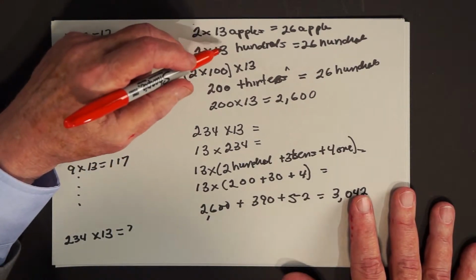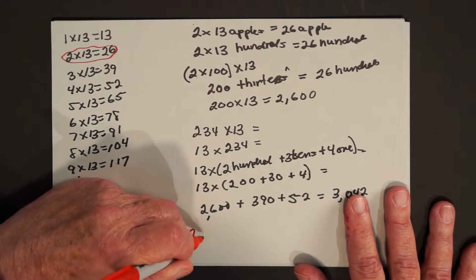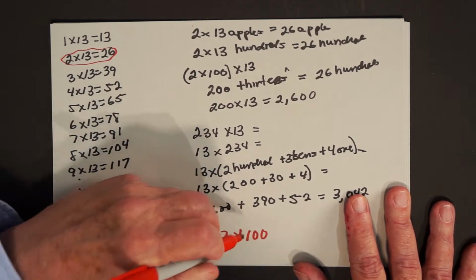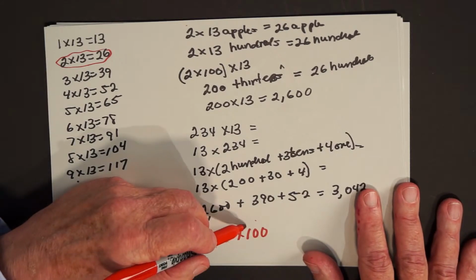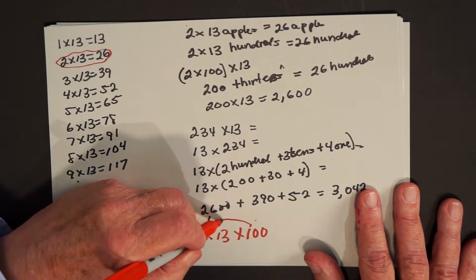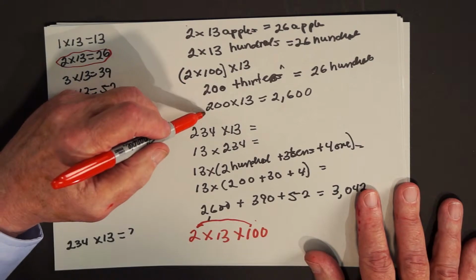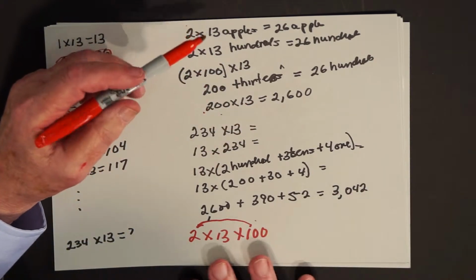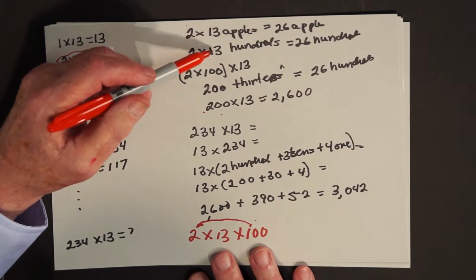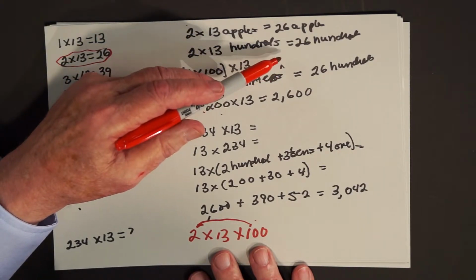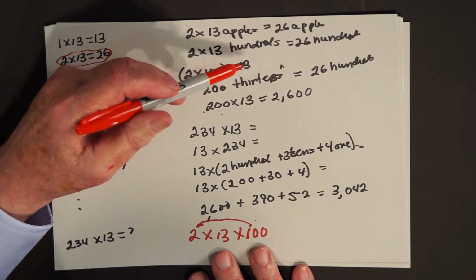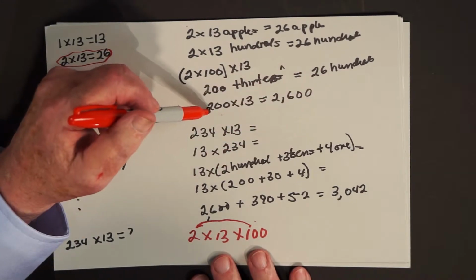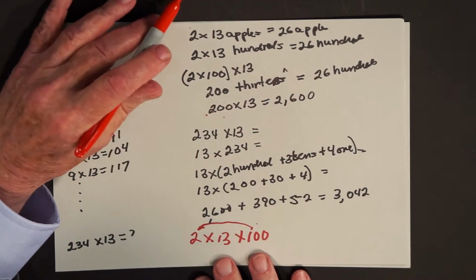By the way, notice that 2 times 1,300 is the same as 2 times 13 times 100. And so I can regroup this by the associative and commutative properties to read this as 2 13s, 200 times 13 is 2,600. See, let's go through that slowly. 2 times 1,300 is 2,600. So 200 times 13 is 2,600. That means 200 13s is 2,600.